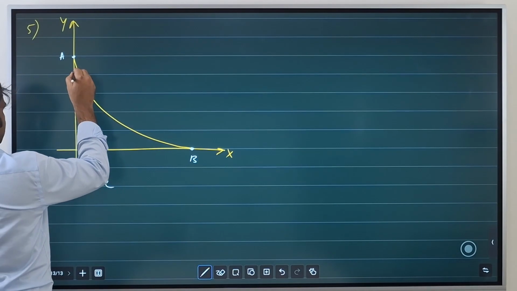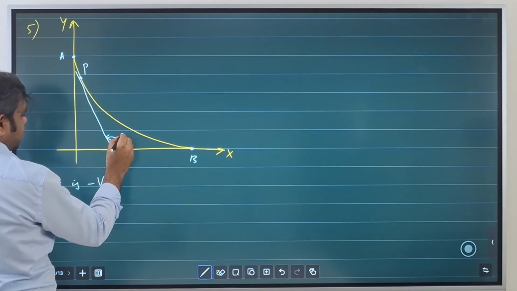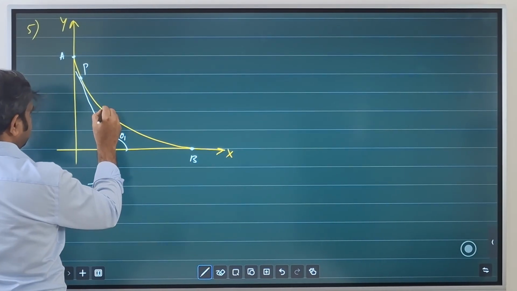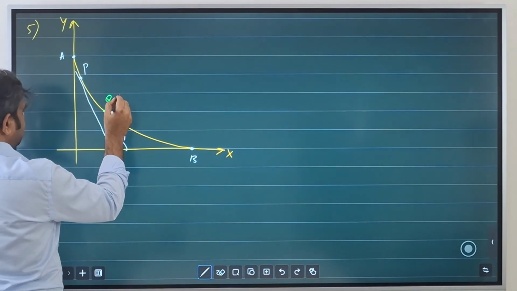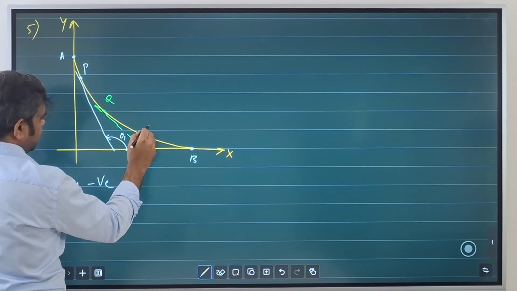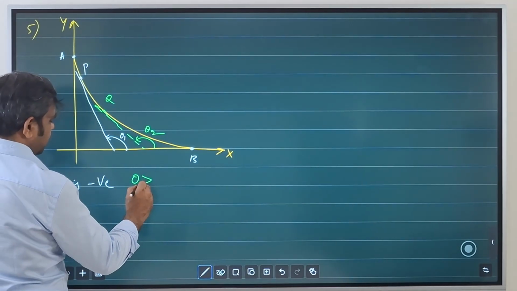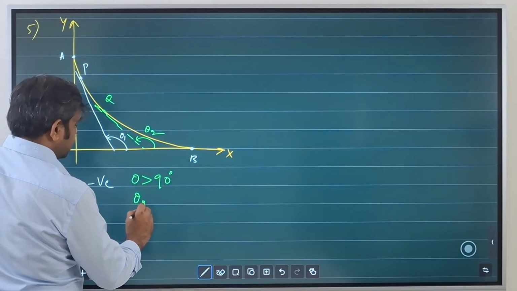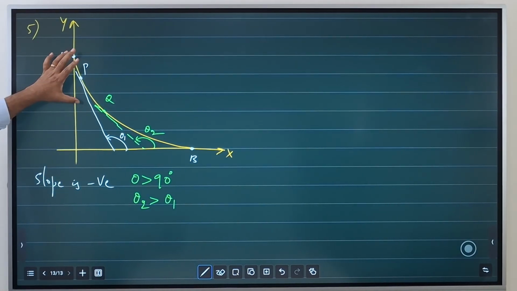At different points, if you draw tangents, draw a tangent at P. Look at angle made by the tangent with x-axis. Draw tangent at B. Draw tangent at Q. Look at angle made by the tangent with positive x-axis. So what is happening to this angle? Angle is everywhere greater than 90 degrees. But angle increases. Theta 2 becomes greater than theta 1. Initially, the graph is steeper.